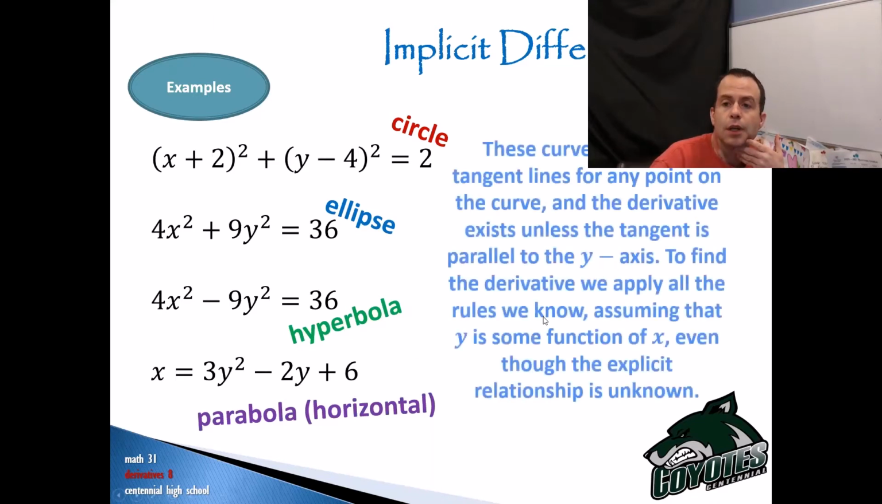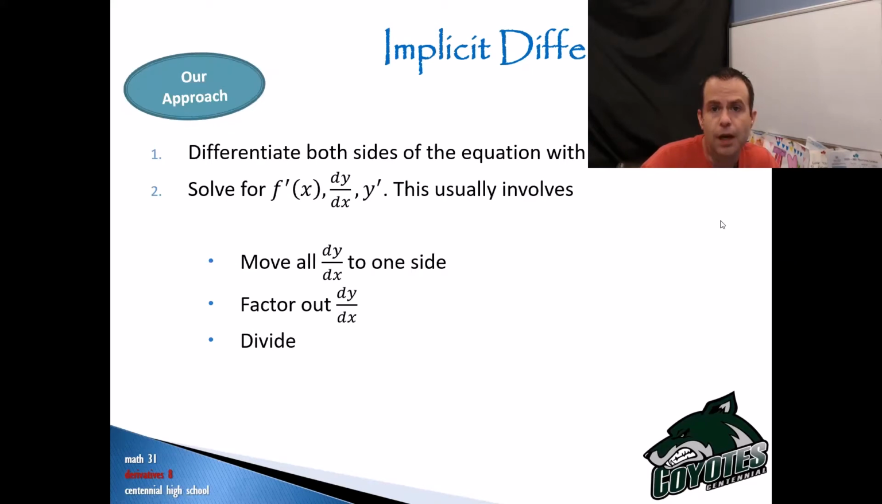Okay, so these curves also have tangent lines for any point on the curve, and the derivative exists unless the tangent is parallel to the y-axis, okay? To find the derivative, we'll apply all the rules we know, assuming that y is some function of x, even though the explicit relationship is unknown. So here's what we're going to do. We're going to differentiate both sides of the equation with respect to x, and then solve for dy over dx, otherwise known as the derivative of y.